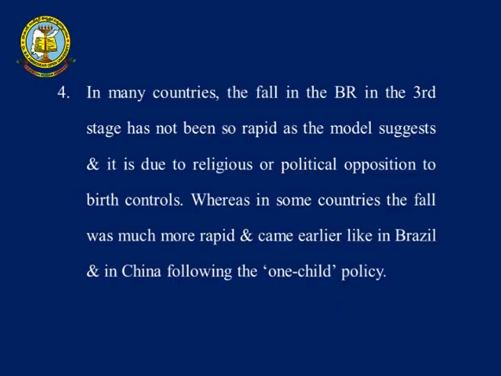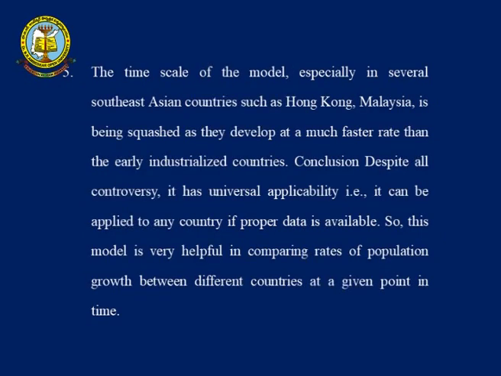Apart from that, in many countries, the fall in the birth rate in the third stage has not been as rapid as the model suggests, and it is due to religious or political opposition to birth control. Whereas in some countries the fall was much more rapid and came earlier, like in Brazil and in China following the one-child policy. The time scale of the model, especially in several Southeast Asian countries such as Hong Kong and Malaysia, is being squashed as they developed at a much faster rate than the early industrialized countries.